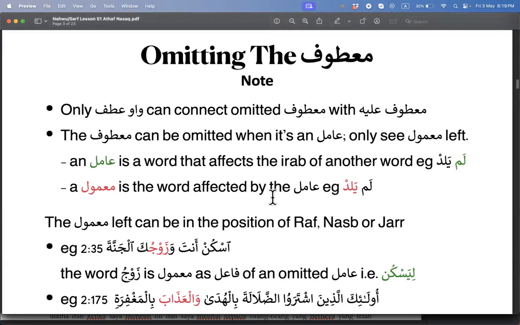One more thing about wow is that only wow atifah can connect an omitted maktuf with maktuf alaih. I don't know whether we've used this word before, but amil is the word that affects the irab of another word. Meaning, for example, I have lam yalid. Lam is what kind of word?